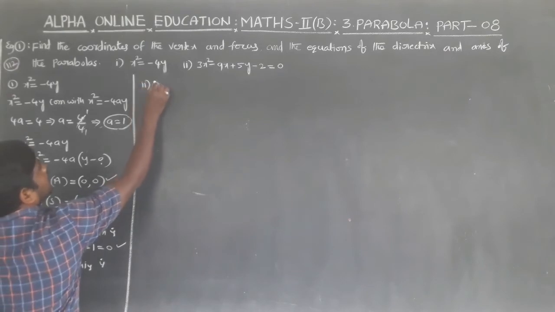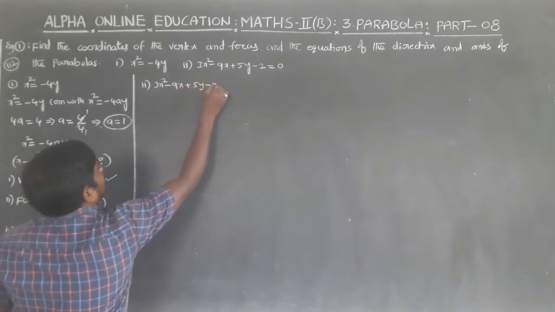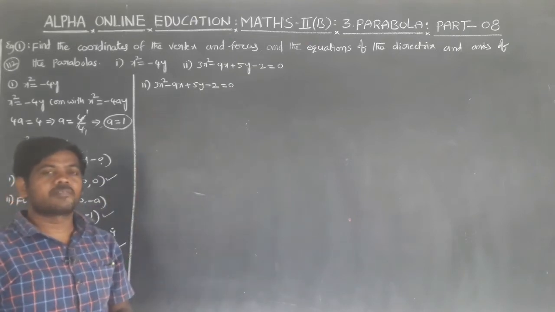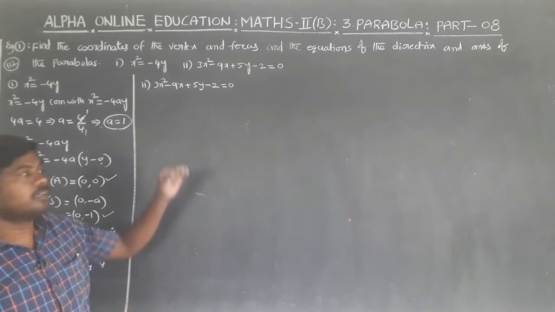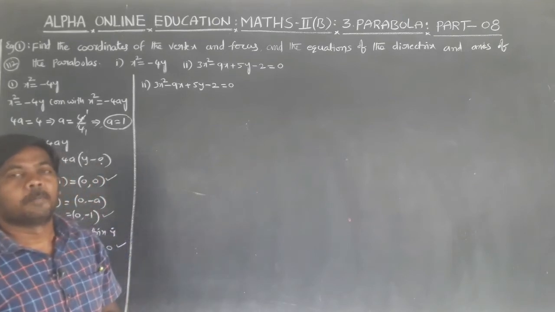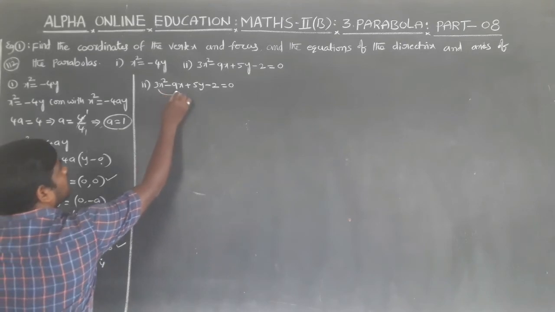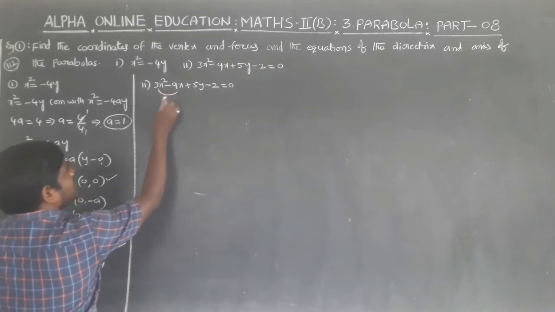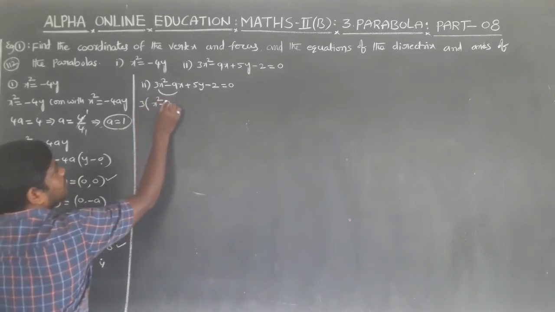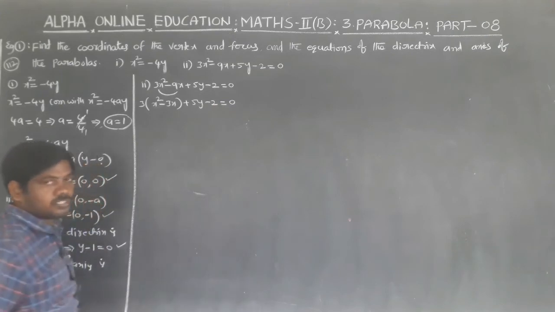Second parabola is 3x² - 9x + 5y - 2 = 0. This is not in the various forms of the parabola. So first of all, transform the given parabola into one of the various forms of the parabolas. First of all, take 3 common from the x² and x terms: 3(x² - 3x) + 5y - 2 = 0.